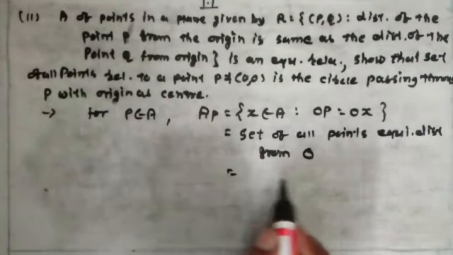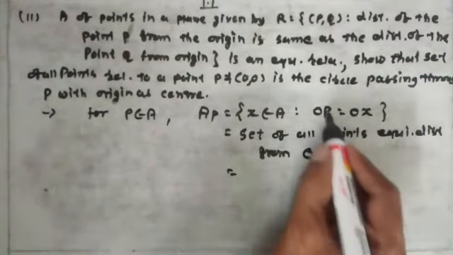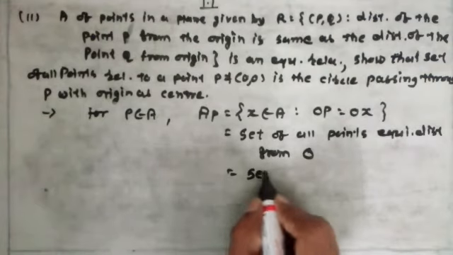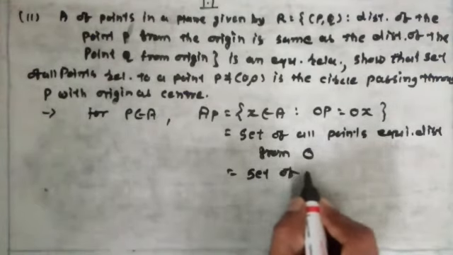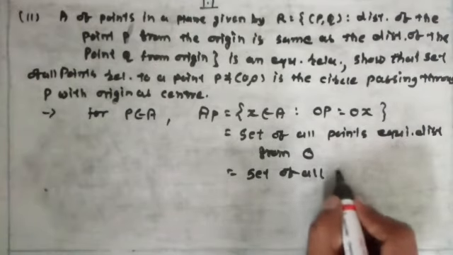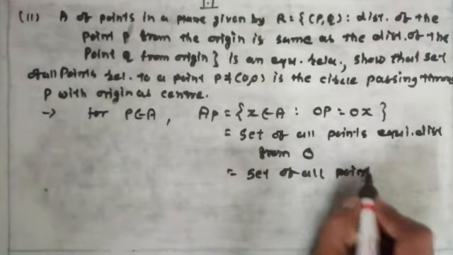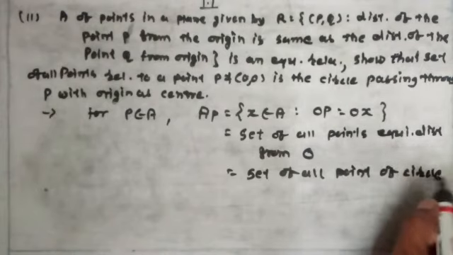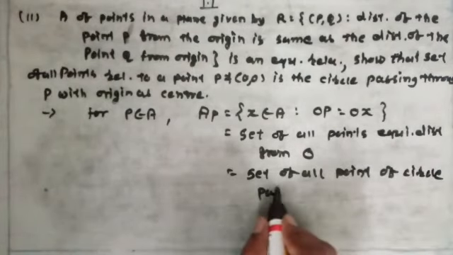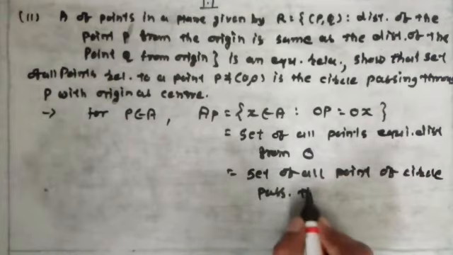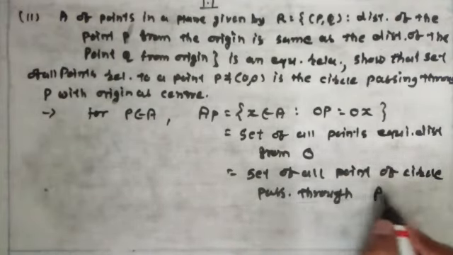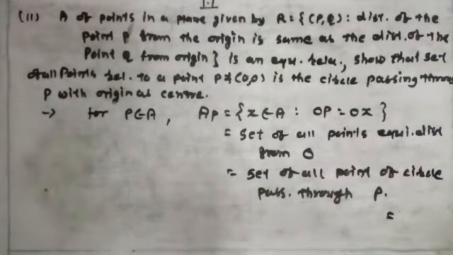So this is a circle passing through P, the set of all points of the circle passing through P. Clear? So remember this.